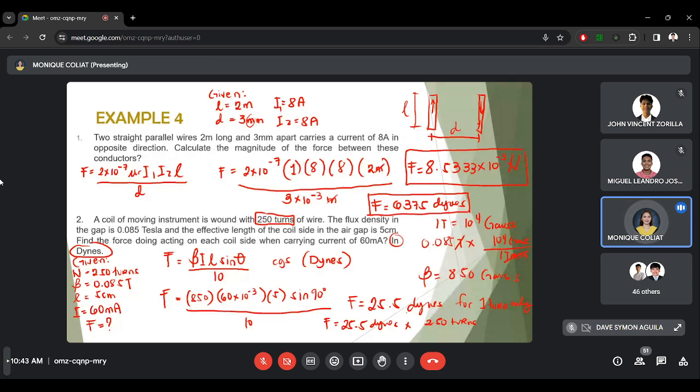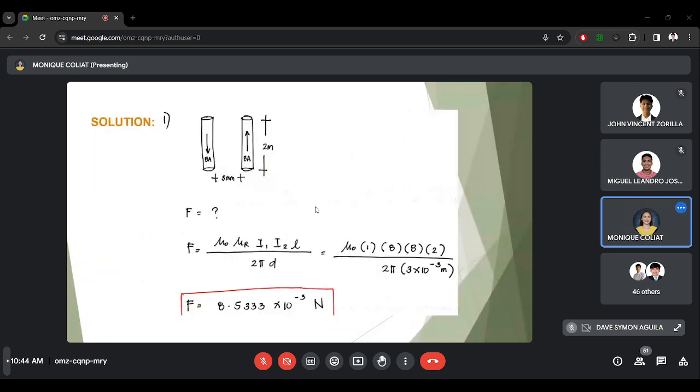Pag po ganito kaliit yung nakuha nyo, hindi pa yan yung final answer. Kailangan nyo i-multiply yan sa number of turns. That's why may given na number of turns dyan. Nagtataka siguro kayo, saan gagamitin yung number of turns na iyon? So, you will use that here. You will multiply the force times number of turns. Okay? So, any questions? Okay, none. So, next tayo.